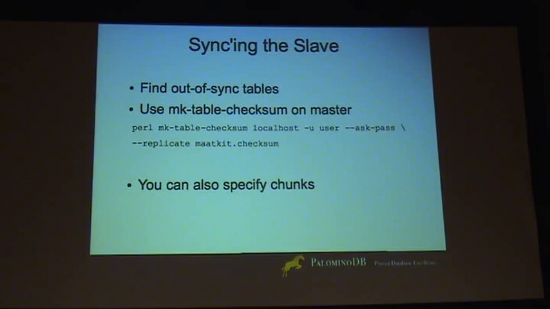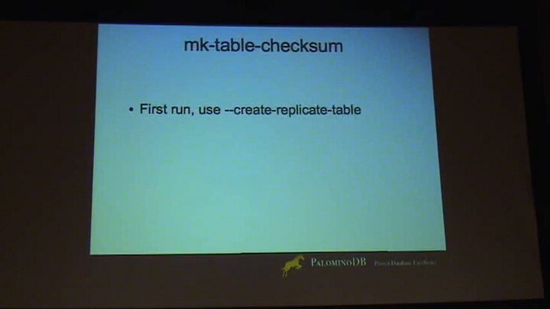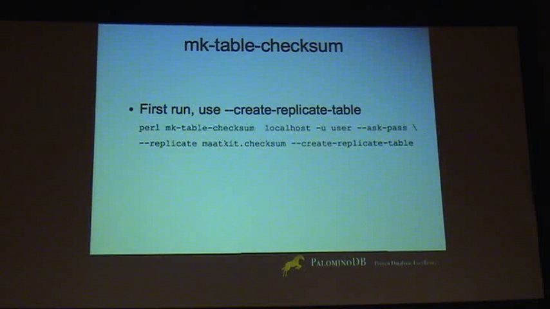Now, it doesn't necessarily lock the whole table. It might. We'll get to that in a second, but you can also specify chunks. When you do a first run, you use --create-replicate-table, because that checksum table didn't exist. So the command is perl mk-table-checksum localhost, user, ask pass, --replicate Maatkit.checksum and --create-replicate-table. That's what you do on the first run. If you do it on subsequent runs, it's not going to be a problem, so I usually just leave it in there.